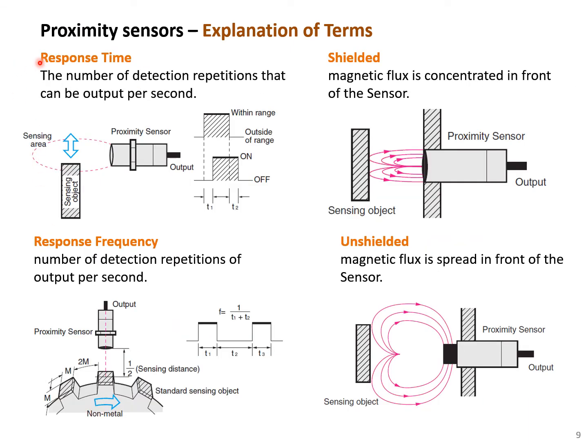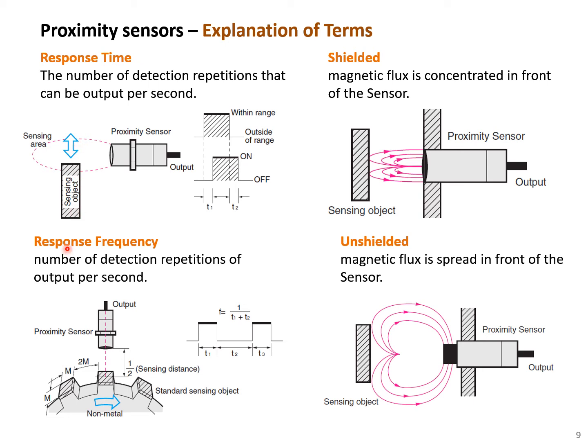The next one is response time, the number of detection repetitions that can be output per second. So for example, we have a sensing object that travels into the sensing area and out of the sensing area, and by this action we will generate a pulse. The output of the sensor will be on and then it will be off. So if we move very fast, the response time of the sensor might not be enough to detect that movement.